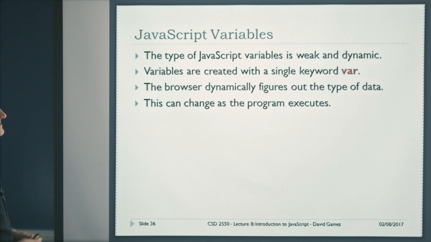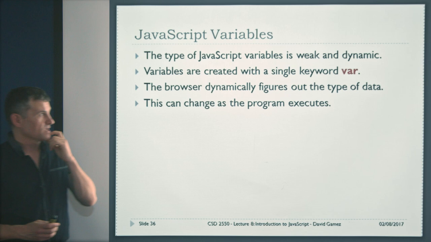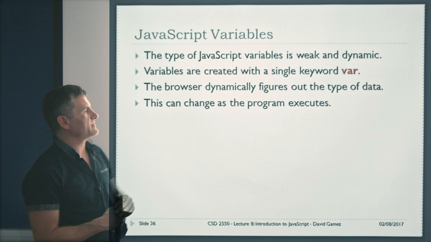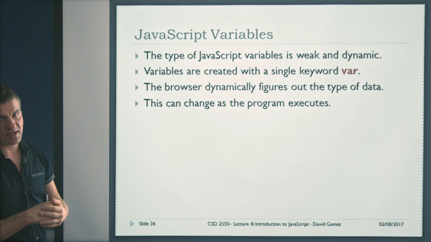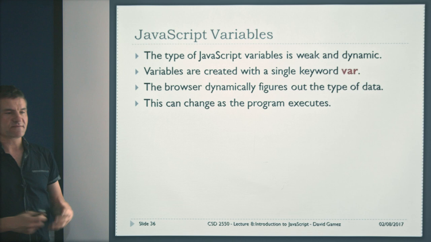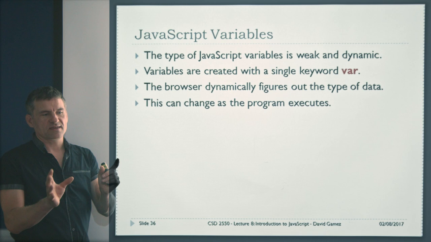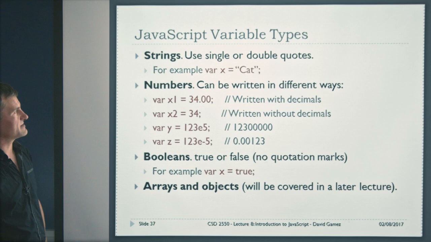In JavaScript, the type of variables is weak and it's dynamic. You don't declare the type when you create a variable. You just use a single keyword, var, to create a variable, saying that this is a new variable I want you to create, and I want you to give me control over some ones and noughts in the RAM. What happens is that the browser dynamically figures out what kind of data it is on the fly and keeps a record of that behind the scenes. And then, because it's dynamic, it means you can change the type at runtime very easily and very flexibly.